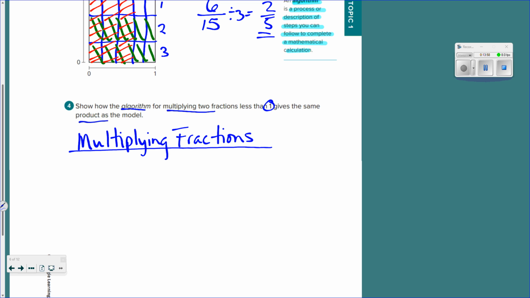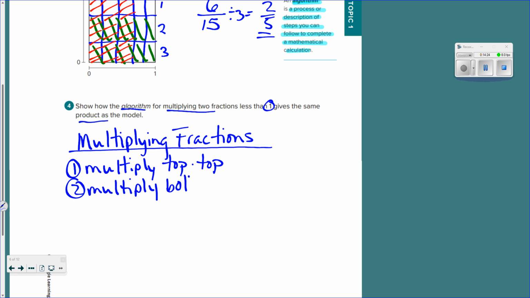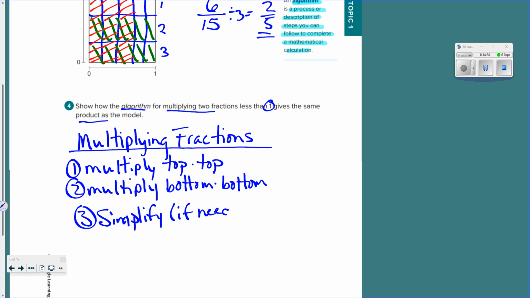In order to multiply fractions, this is actually the easiest operation to do when you're working with fractions. Step 1, multiplying fractions, multiply. Top times top. Step 2, multiply. Bottom times bottom. And step 3, one that we'll always do, simplify if needed. But you should always check your 4 key numbers to see if you can simplify or not. So I'll give you guys a minute to write this out.